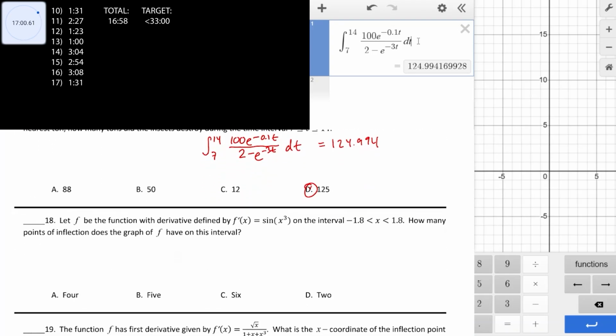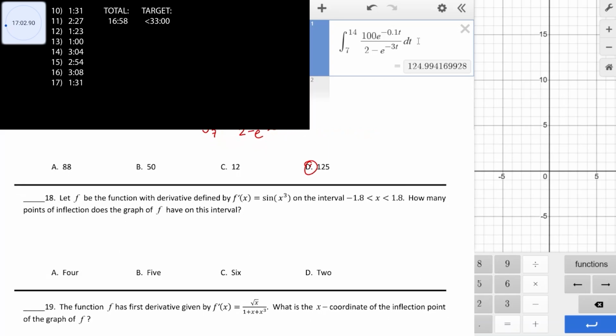Number 18 says, let f be a function with derivative defined by f prime equals sine of x cubed on the interval negative 1.8 to 1.8. How many points of inflection does the graph of f have on this interval? Okay, so points of inflection occur where the concavity of f changes. Let me write that down. Where the concavity of f changes. And this happens when f double prime, or the second derivative of f, changes sign.